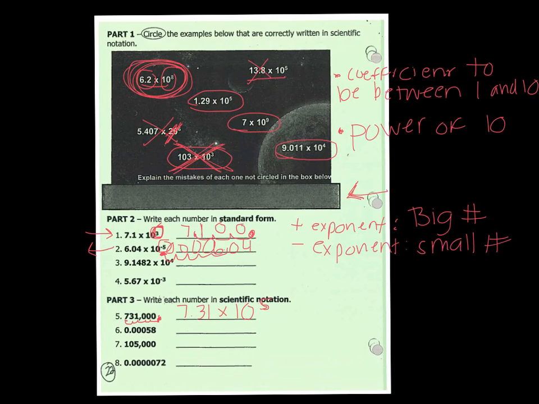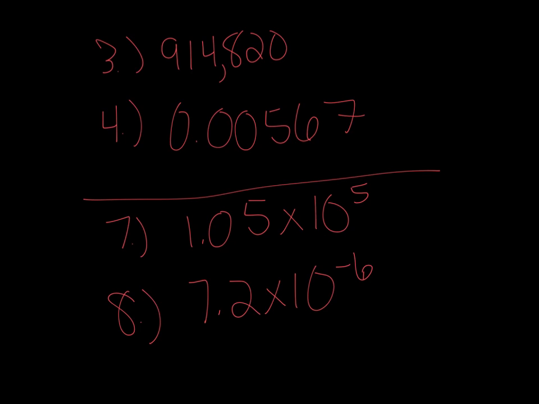Then for 6, I need to move my decimal point 1, 2, 3, 4 places to get a number between 1 and 10. So I get 5.8. Since I moved it 4 times, my exponent needs to be 4. Since my number was a small decimal, it should be -4. Anytime it's a small decimal, we have a negative power. I want you to try number 7 and 8 now. So pause the video, and when you unpause it, wait for the answers to 3, 4, 7, and 8. All right, so here are the answers to 3, 4, 7, and 8.